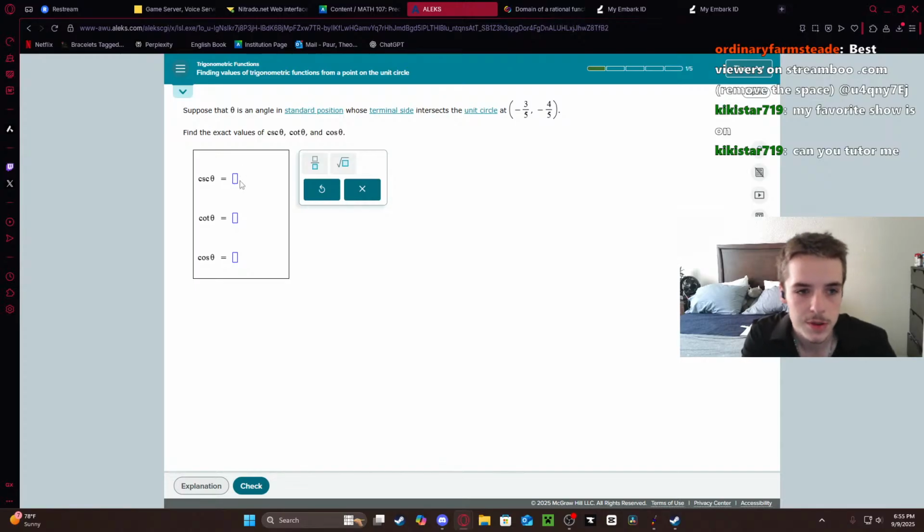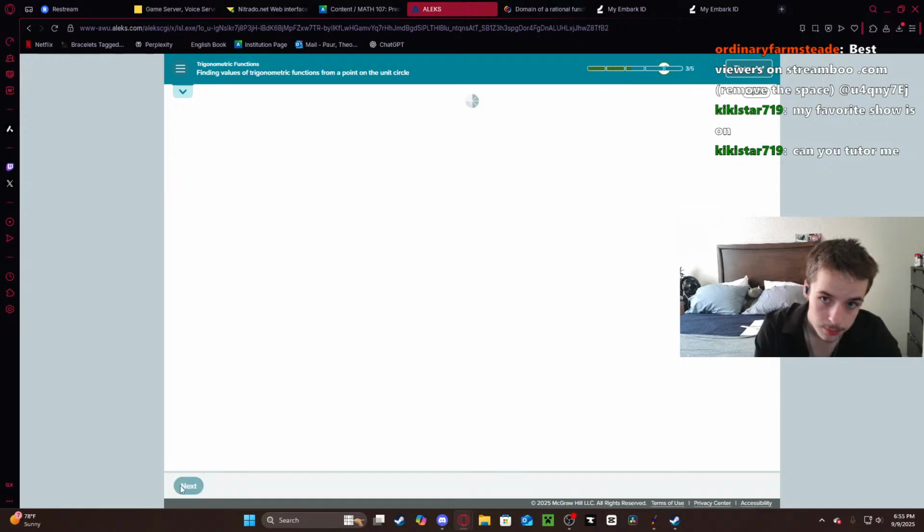Okay, here's where we get to the fun ones. Cosecant is the reciprocal of sine, so we have negative 5/4. Cosine is just negative 3/5. And so let's find the tangent. The tangent would be 4/3. Flip that around, that's 3/4. Check. Cool.